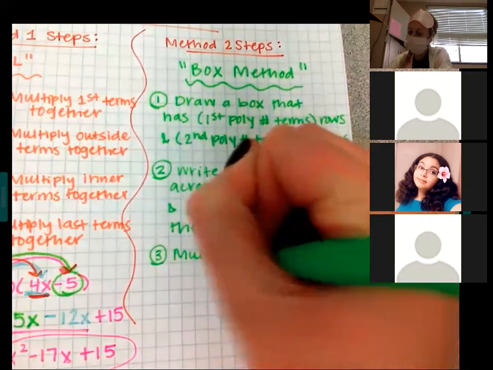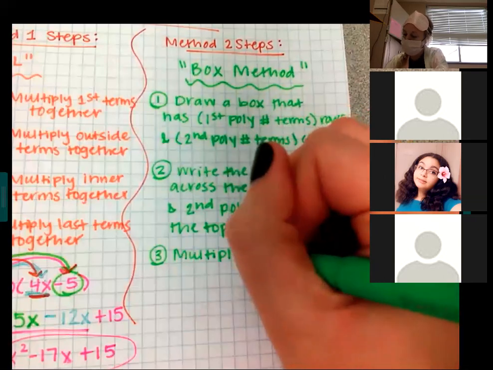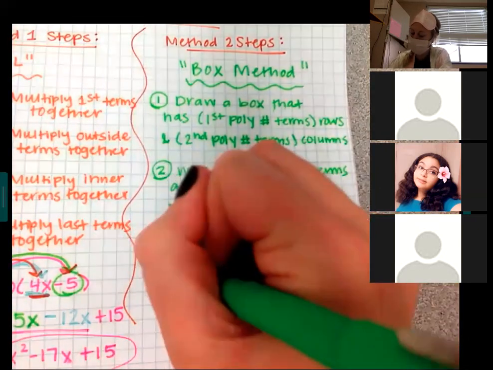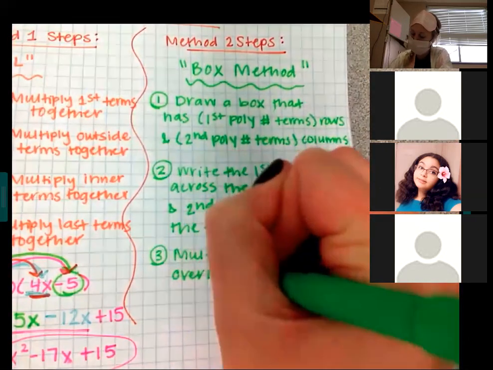All right, and then your last step, you're gonna multiply terms in overlapping sections.